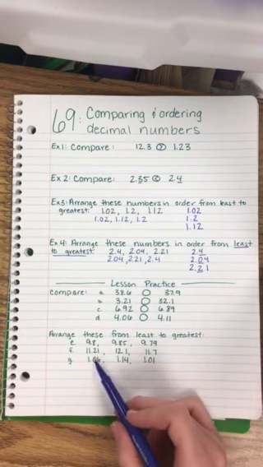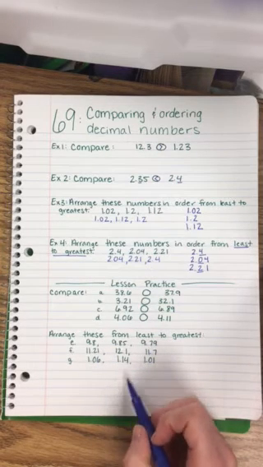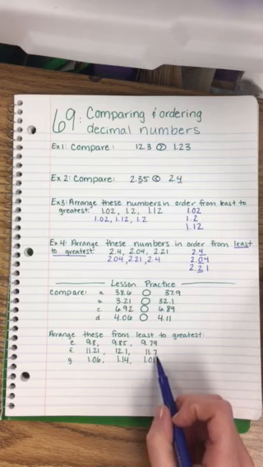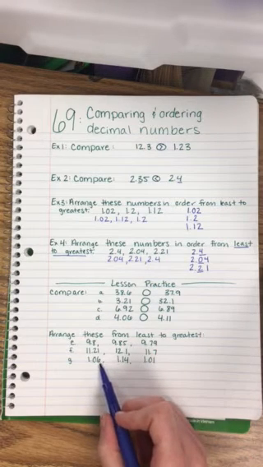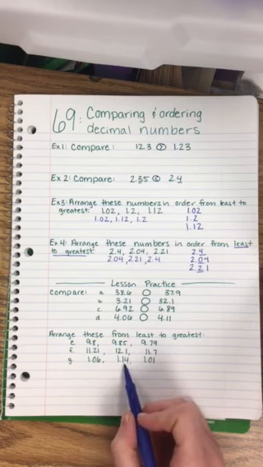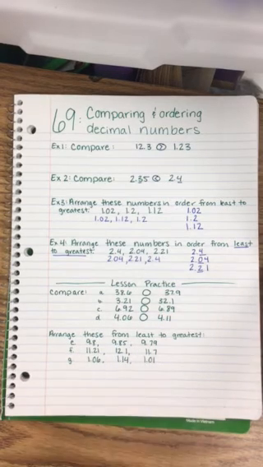F, you have 11.21, 12.1, and 11.7. And G, you have 1.06, 1.14, and 1.01.